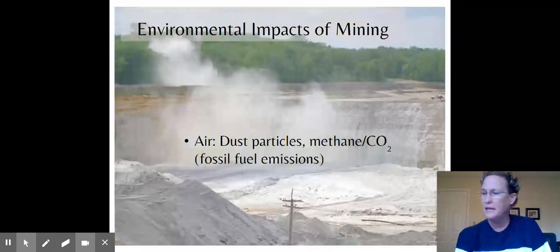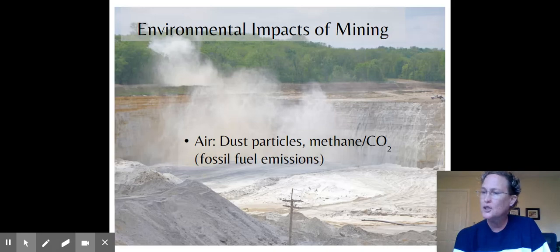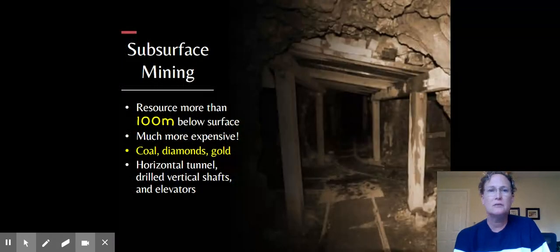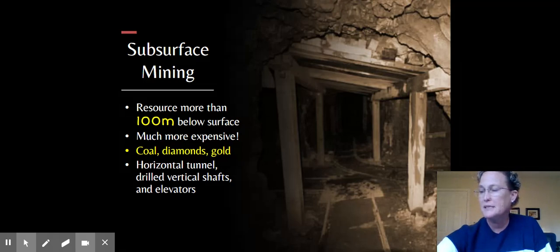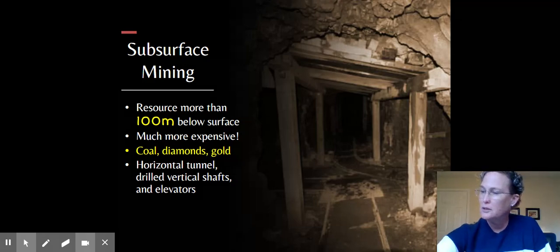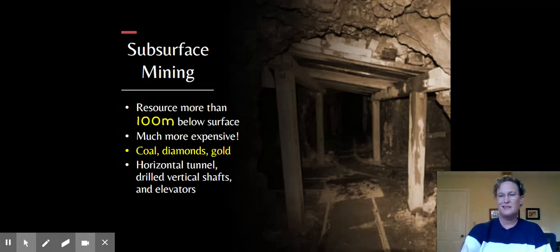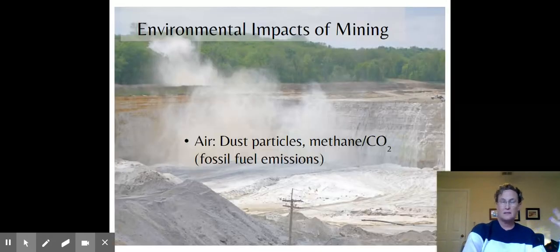Okay, so the impacts of mining. So let's see. So what did we write down there? More than 100 meters below the surface. It's much more expensive, so it's only used for coal, diamonds, and gold. So the expense has to outweigh the return that you're going to get. Otherwise, nobody would do it.